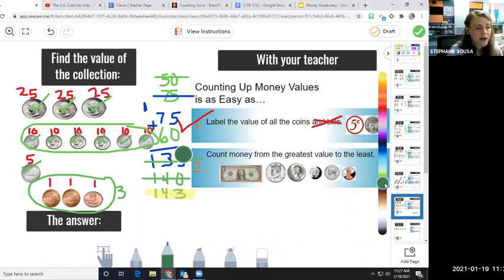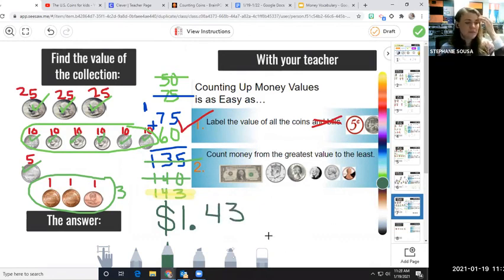When I write that, it's greater than 100. So I need to switch to the dollar sign. So I have $1 and this decimal point means the separation between dollars and cents and 43 cents. That is my answer, $1 and 43 cents. And we do not put the cent sign. It's understood that it is there by the decimal. The decimal takes its place.